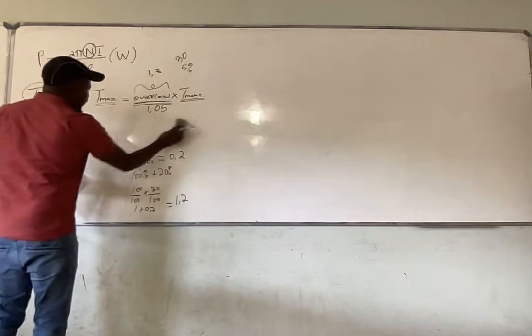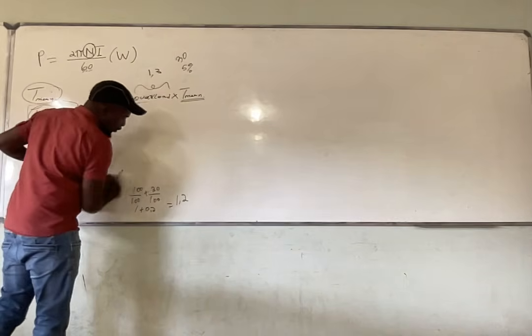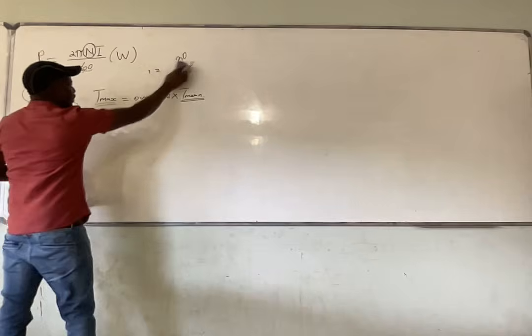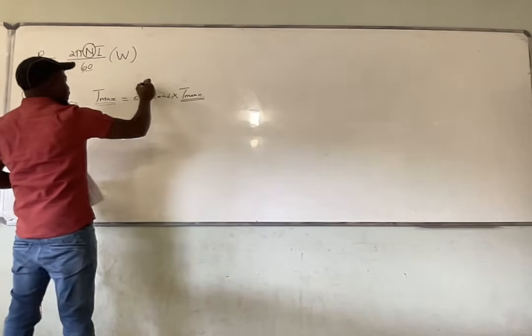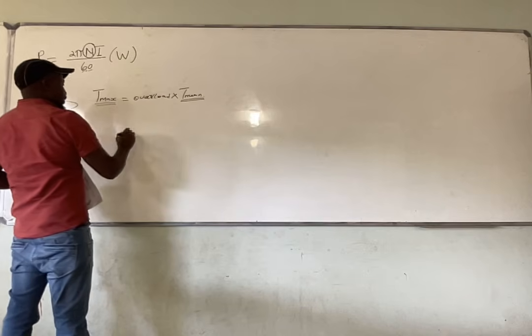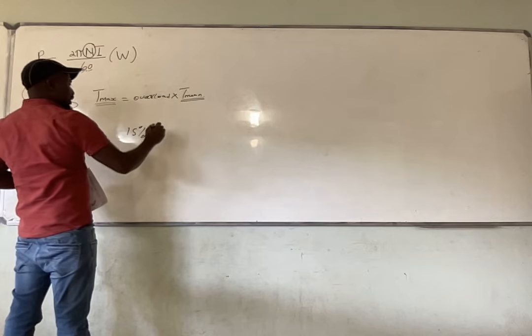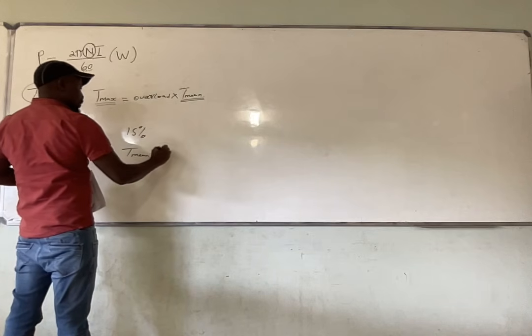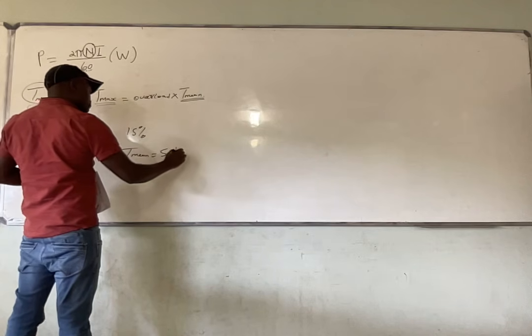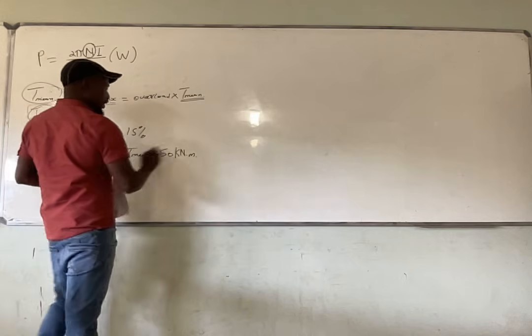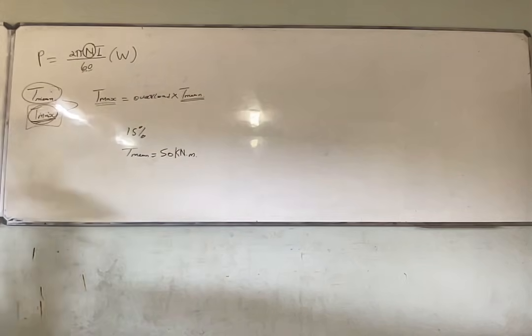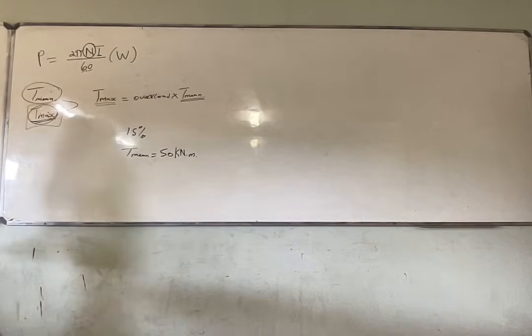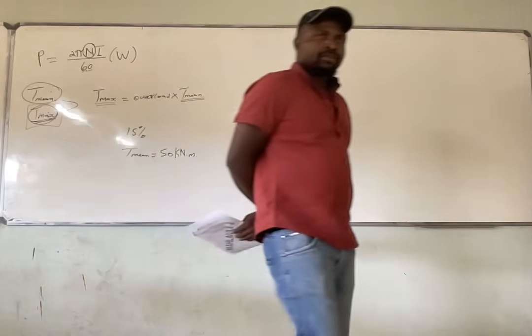So let us, for example, take an overload of 15%. The overload is 15%, and the mean torque is equal to 50 kilonewton meter. In this case, what will be our maximum torque? What will be our maximum torque?